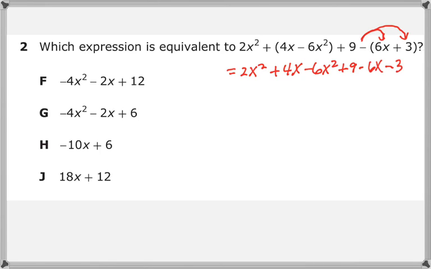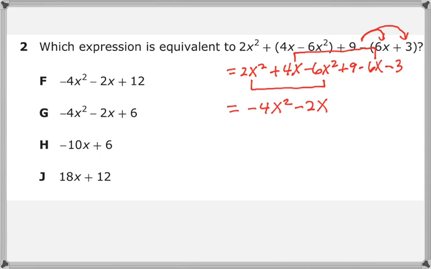Okay, so our next step is to combine like terms. Okay, let's start with the x of the highest power. So we have 2x squared terms, so let's go ahead and combine those together. We have a 2x squared and a negative 6x squared, so together that gives us a negative 4x squared. Now let's go ahead and put together the x terms. So we have a 4x and a negative 6x. So together that's going to give us a total of negative 2x.